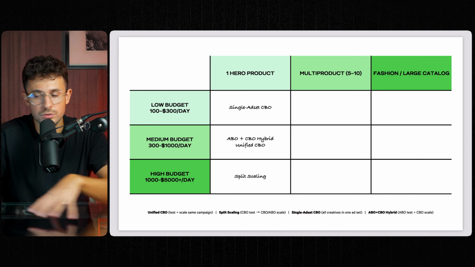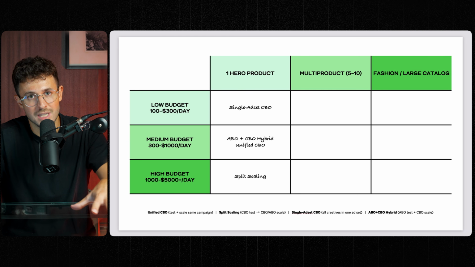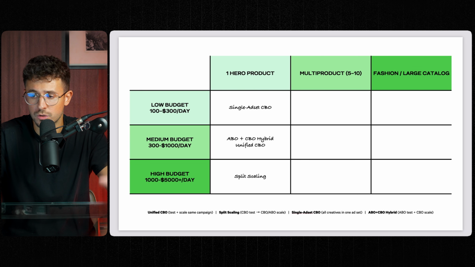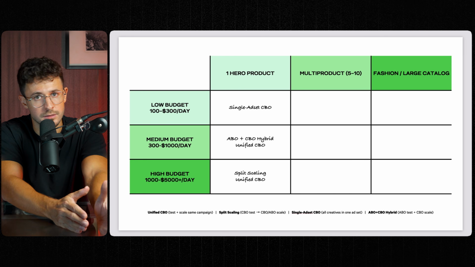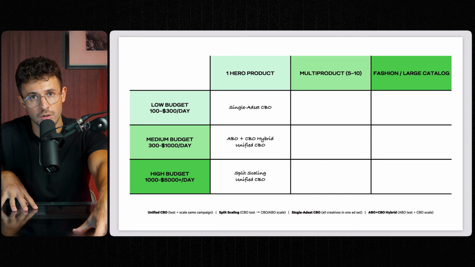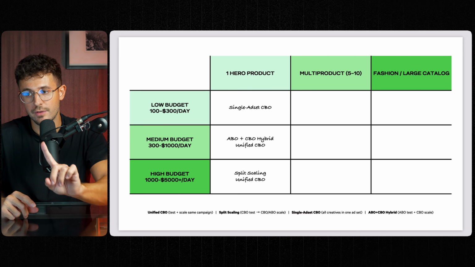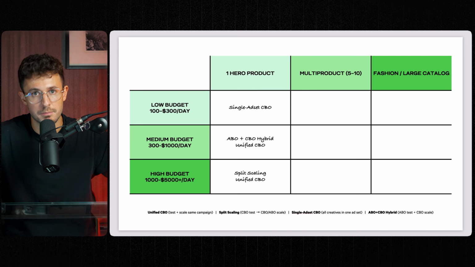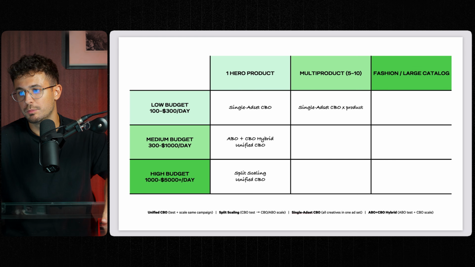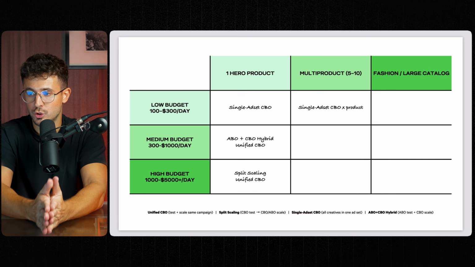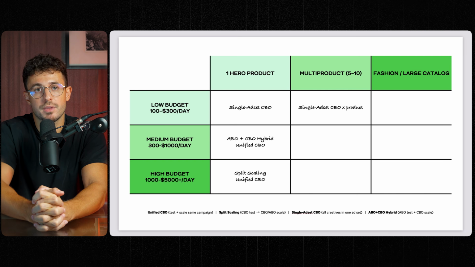Or if you don't want a complicated setup, you don't want to scale specific creatives, and the return on ad spend is good, you can still go with the unified CBO setup. So just keep scaling the single CBO, keep adding more ad sets. But split scaling might work if you see that engagement is basically messed up, with a lot of different creatives inside a single campaign. Then, when it comes to multi-product, you should have a single ad set CBO per product.